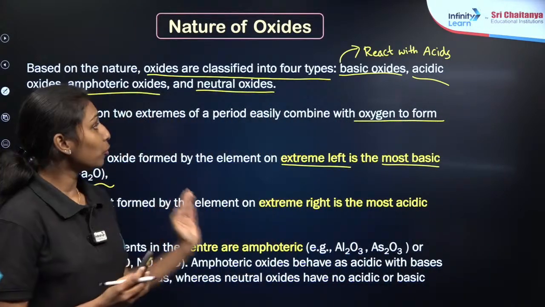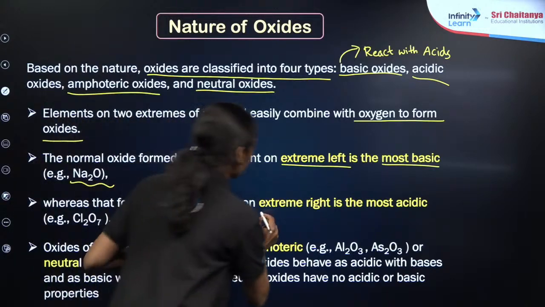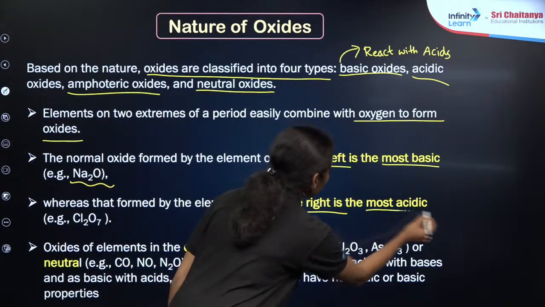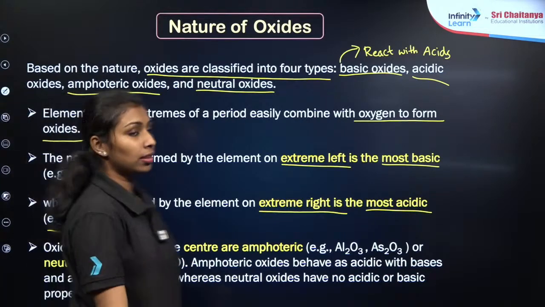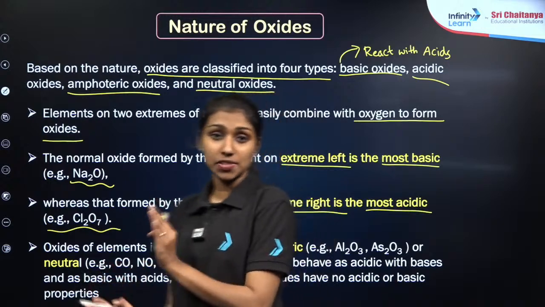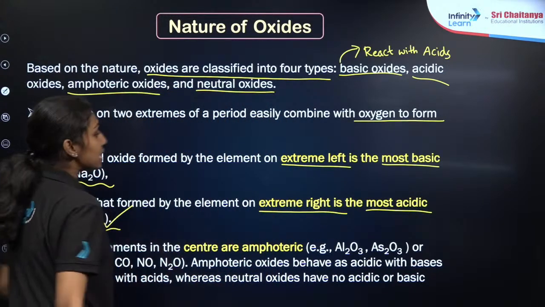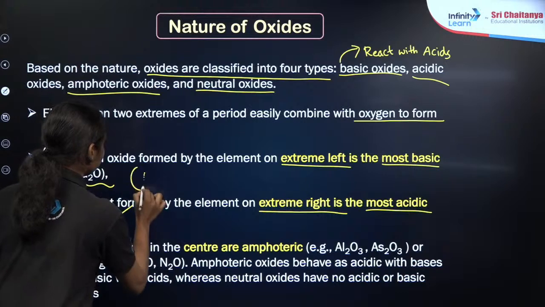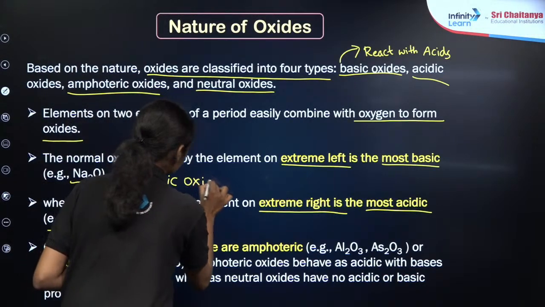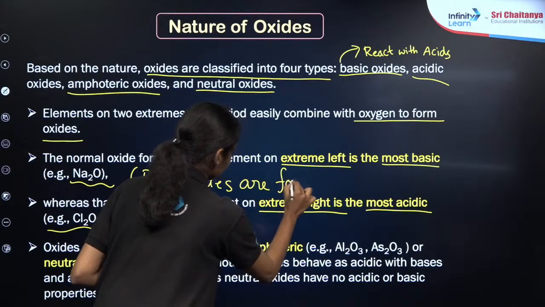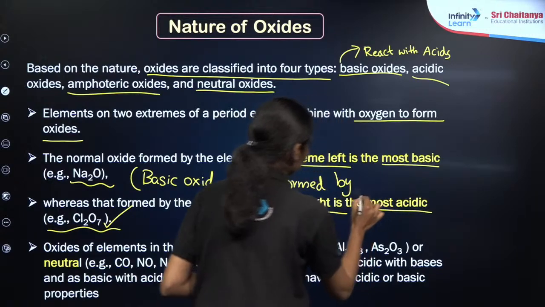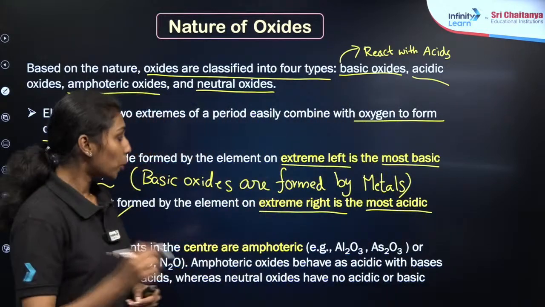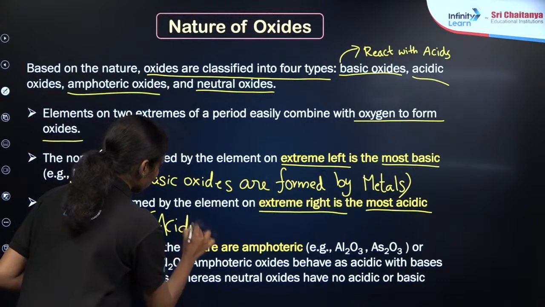Then, what will happen whenever we move to the extreme right? Towards the right of the periodic table, which means the p block elements, groups 16, 17, 18, they will form the most acidic oxides. For example, chlorine is present in the extreme right of the periodic table, so Cl2O7 is an example of acidic oxides. Otherwise, we can simply say that basic oxides are formed by metals and acidic oxides are formed by non-metals.